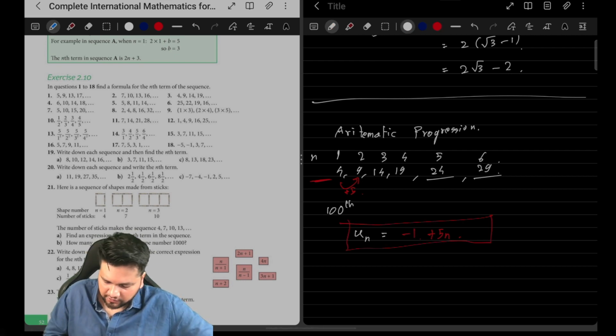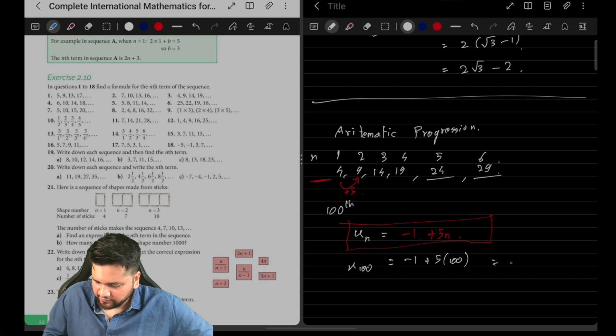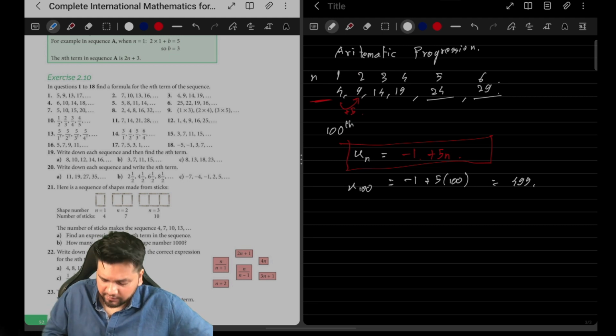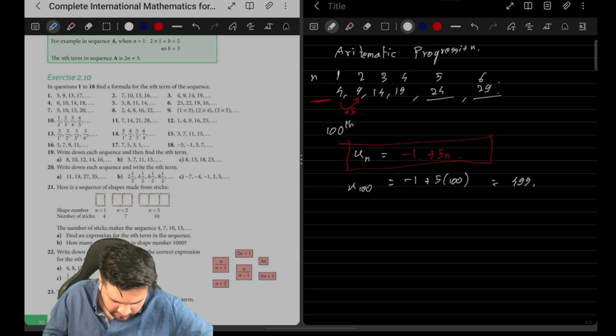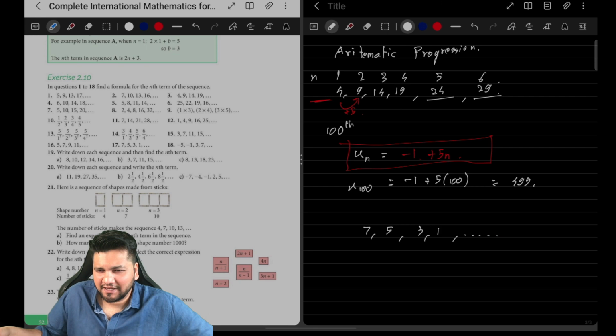Now if I want to find out the 100th term, so u100 would be what? It's going to be minus 1 plus 5 times 100, which is nothing but 500 minus 1, which is 499. That's our answer. Works for negative numbers as well. So let me consider one of the sequences from here only. I think this one, 7, 5, 3, 1 and so on. Obviously you can find the next terms: minus 1, minus 3, and so on.